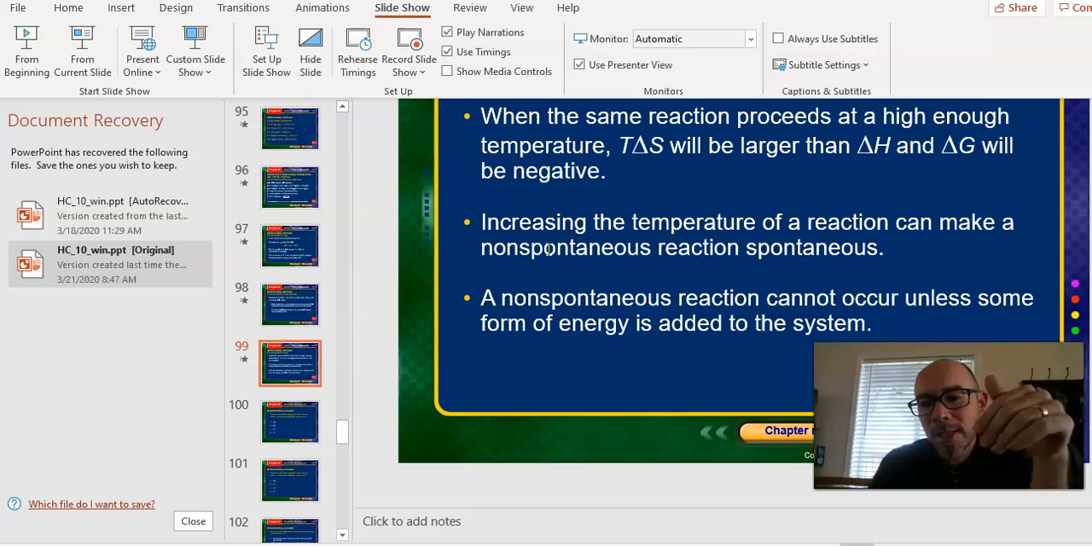So what that's saying is: raise the temperature, and now the part you're subtracting, T delta S, will be big. It'll be bigger than delta H, and now you've tipped the balance so that delta G ends up being negative, and that means the reaction is spontaneous. So increasing the temperature can make a non-spontaneous reaction spontaneous. Non-spontaneous reactions cannot occur unless some form of energy is added to the system.